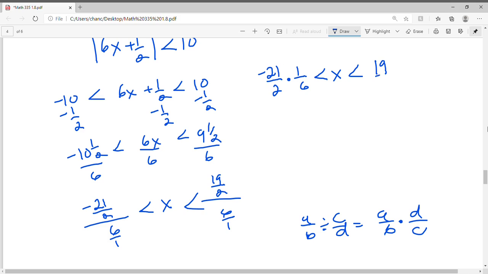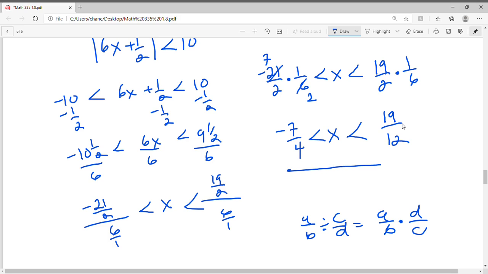So this becomes 19 over 2 times 1 over 6. And this simplifies to a 7. If I divide that by 3, divide that by 3, that's a 2. So I have negative 7 fourths is less than x is less than. This does not reduce. It becomes 19 over 12. Wow, look at those fractions. We all love fractions now.